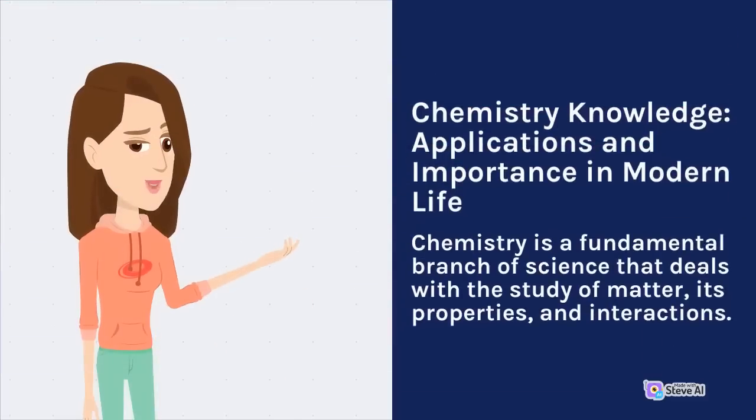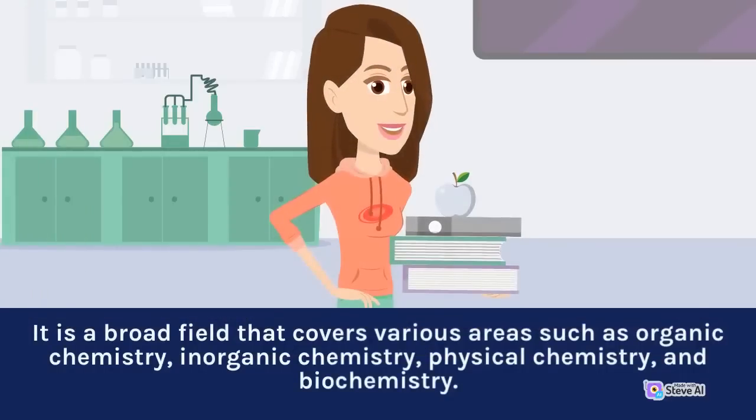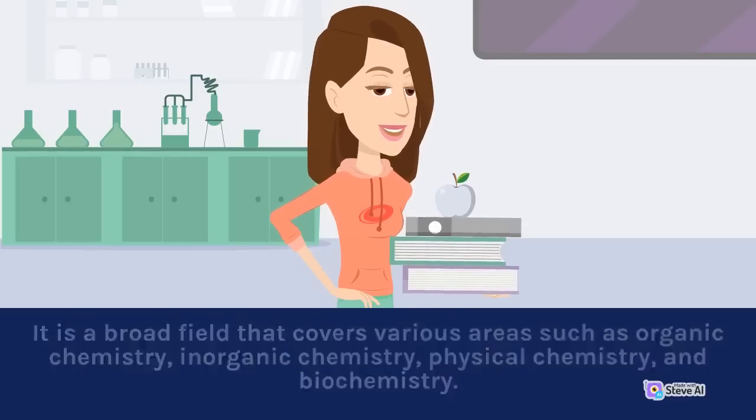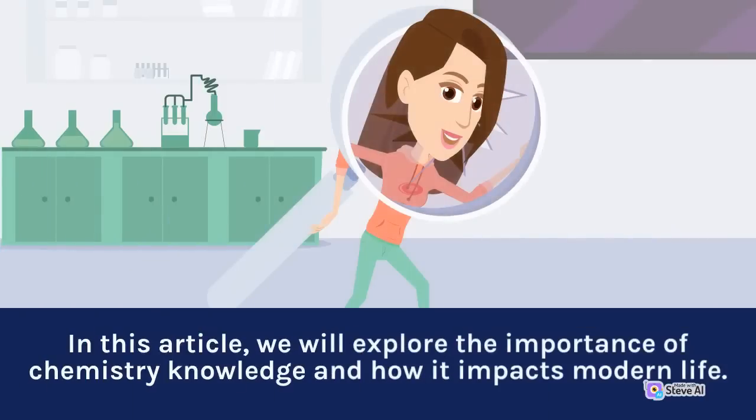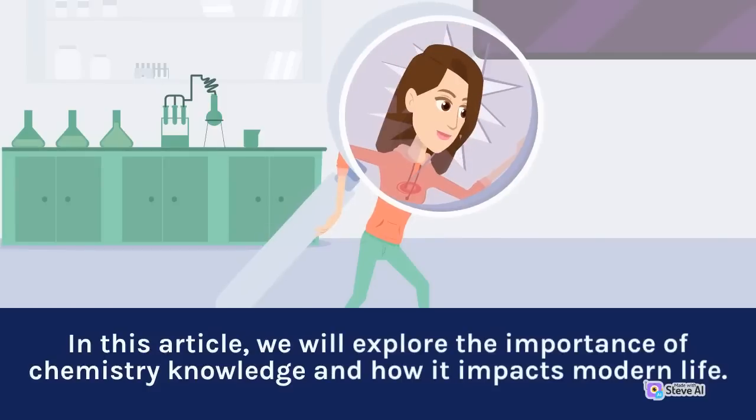Chemistry knowledge, applications, and importance in modern life. Chemistry is a fundamental branch of science that deals with the study of matter, its properties, and interactions. It is a broad field that covers various areas such as organic chemistry, inorganic chemistry, physical chemistry, and biochemistry. Chemistry plays a critical role in our daily lives, from the food we eat to the products we use. In this article, we will explore the importance of chemistry knowledge and how it impacts modern life.